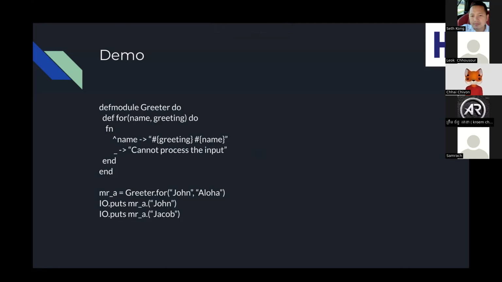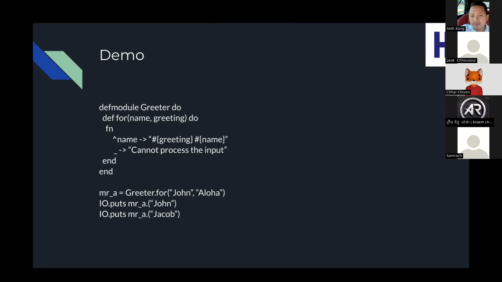We call it a discarded value. We're not capturing it. We're not interested in this value. We know there is a value, so whatever the value is, we just say cannot process. This function is just interested in checking the name, and then it prints the greeting.